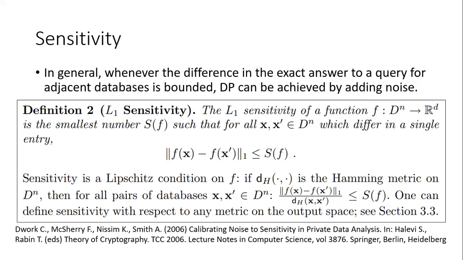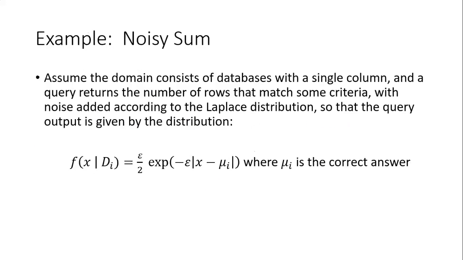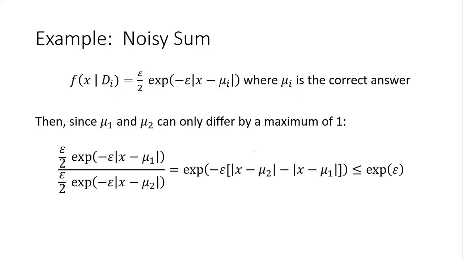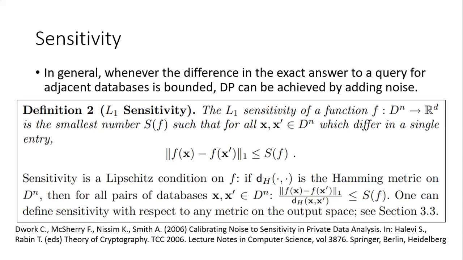So like on this example that I gave before, you're counting the number of rows that match some criteria. If you have two databases that are the same except in one row, then the number of rows that match that criteria in database one can only be, at most, plus or minus one from that of any other database. Does that make sense? And so based on the sensitivity of the function, that tells you how much noise to add.